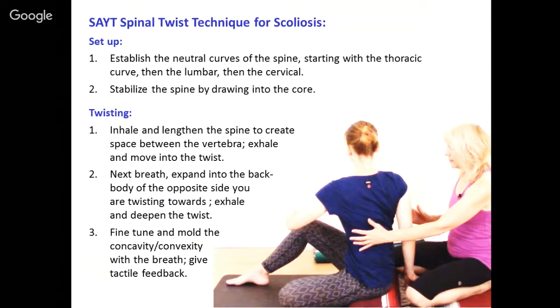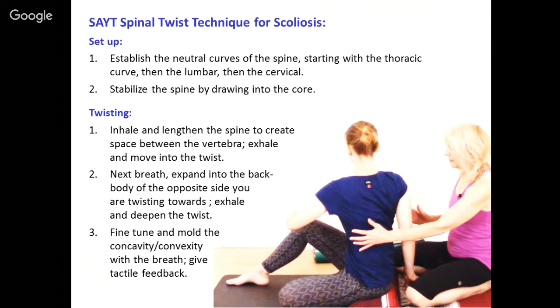But before the first breath, what I like to do is inhale and lengthen the spine to create space between the vertebrae. And then on the exhale, just start to move initially into the twist. So we're not going into the full cranking to the full twist. We're just initiating: inhale, lengthen, exhale, start to move into the twist. Then, next breath, expand into the back body of the opposite side.